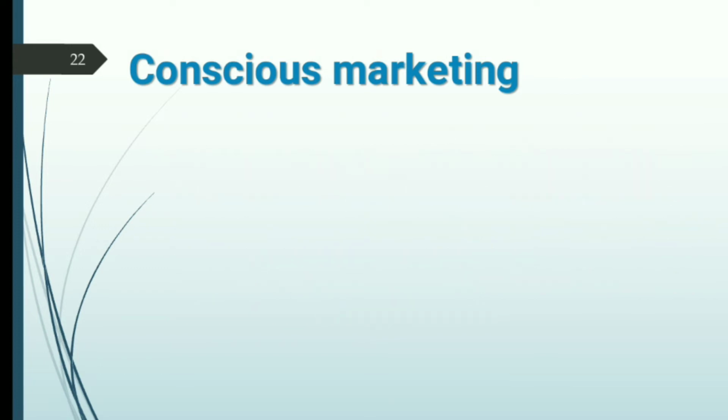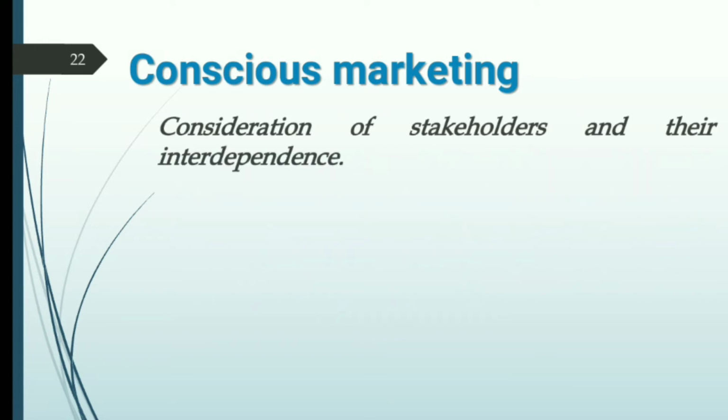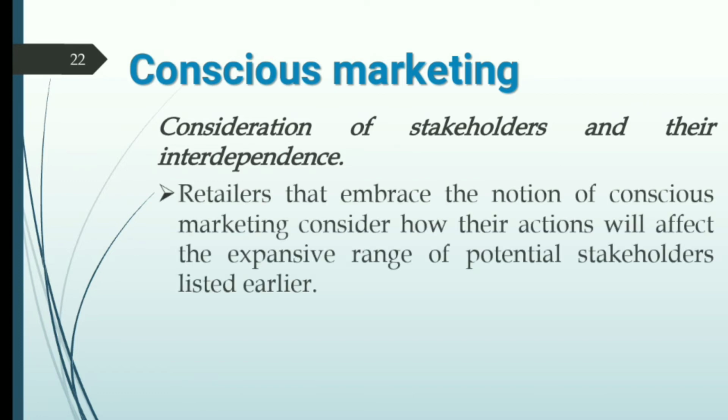The second principle of conscious marketing is the consideration of stakeholders and their interdependence. So this is all about considering how the company's actions affect the stakeholders. This is realizing that in order to serve many stakeholders without causing damage to any others, they must set aside their focus on maximizing profits. Instead, retailers should think about how their actions might affect the stakeholders.